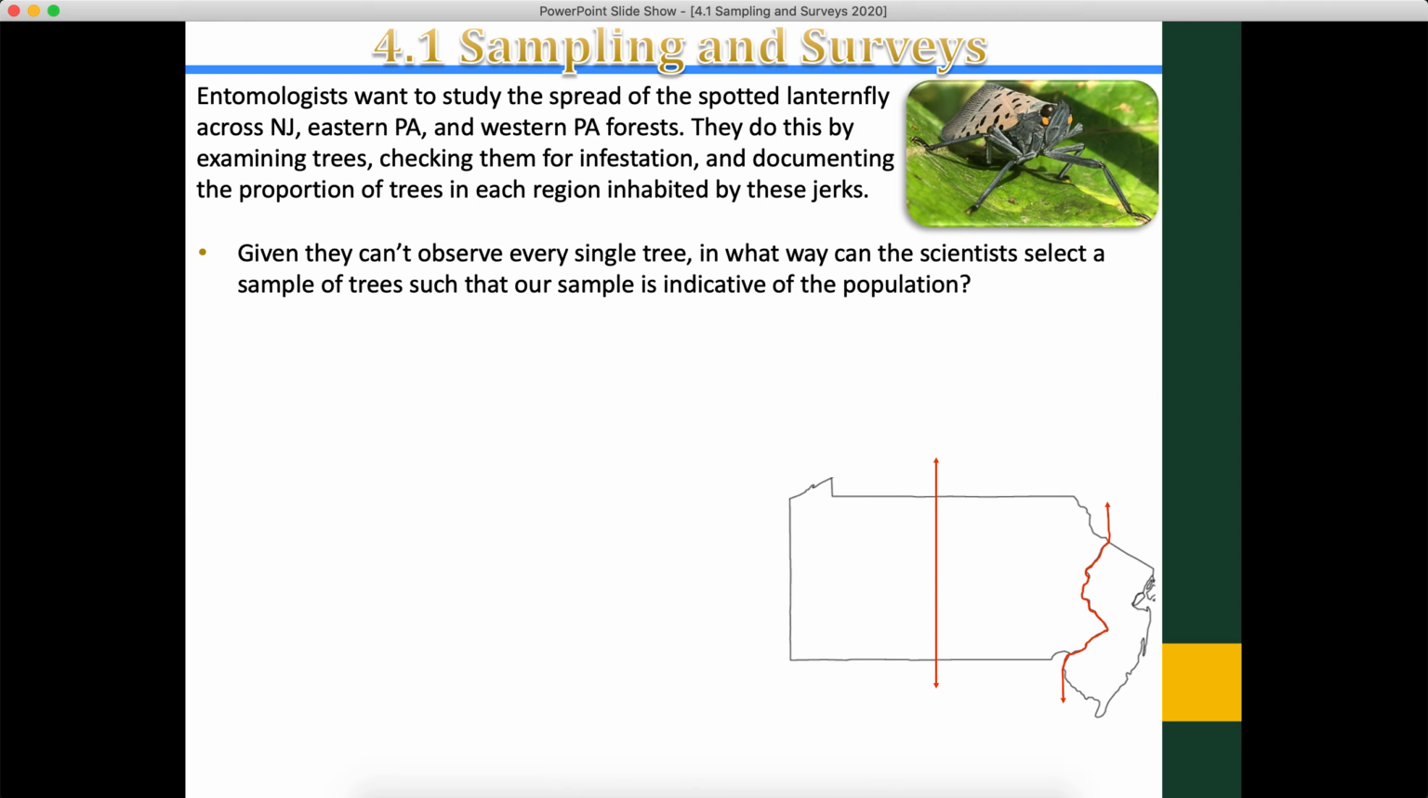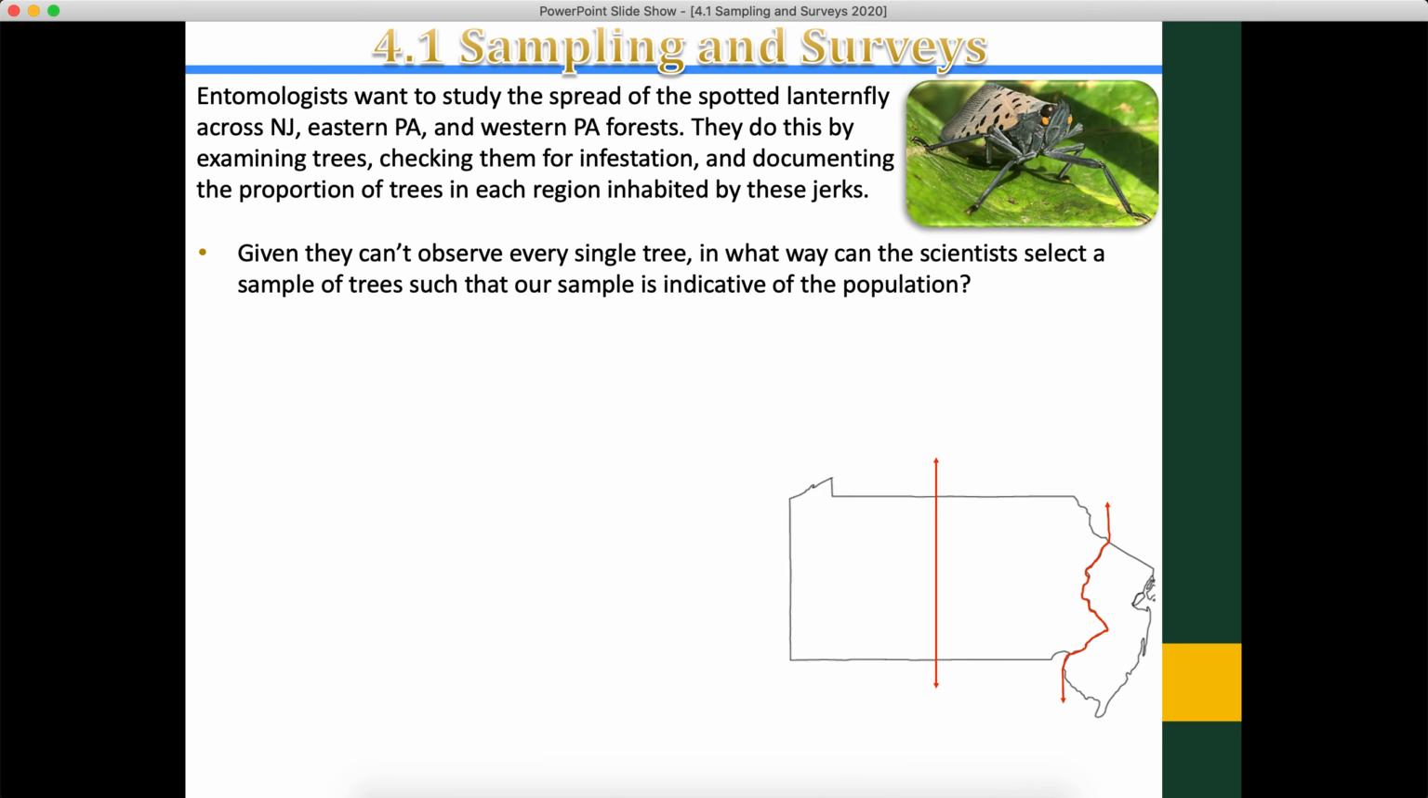So you can imagine that we can't collect data from every single tree, obviously. So given that we can't do that, we should be asking ourselves, or the scientists at least had to ask themselves, in what way can they select a sample of trees such that this sample is indicative of the population? Which is to say, whatever proportion I get from examining trees in my sample, I could somehow extrapolate that proportion reliably to the population as well.